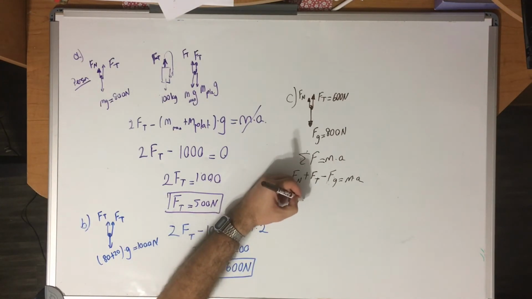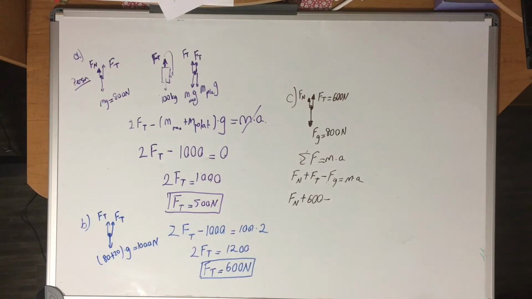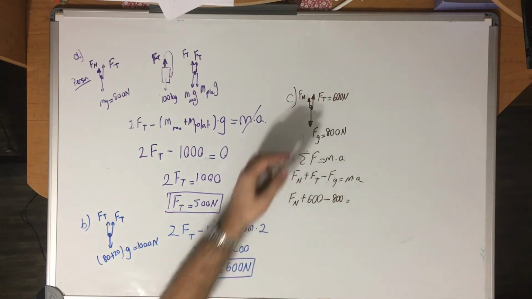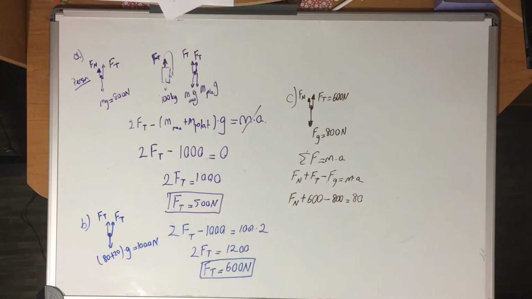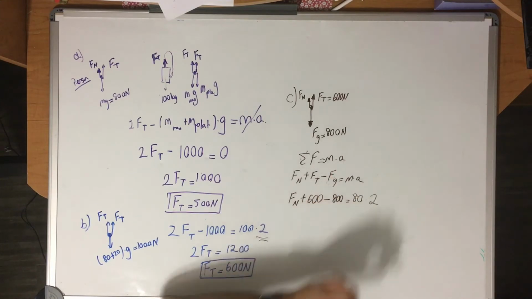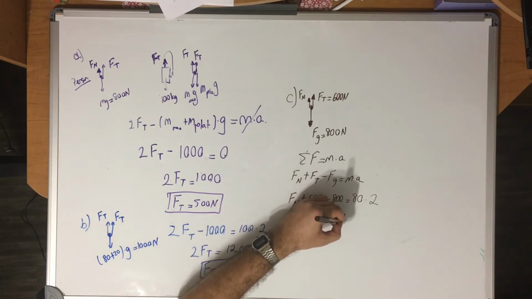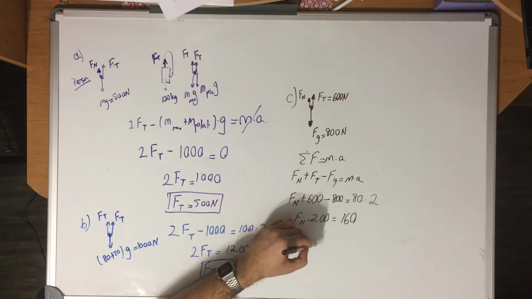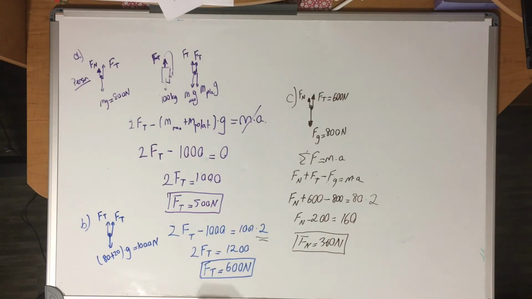Fn is the unknown, plus tension, we had found it in the previous part, that's 600 minus my gravitational force acting on the object is 800, and that's equal to mass times acceleration. And my mass is, we're talking about this is the free body diagram of the person, and person weighs 80 kilograms. Wow, that guy's fat. Alright, times acceleration. And acceleration will be given, and that is 2 meters per second squared, and he is going up, so that's going to be positive. Then what do we have over here? Fn minus 200 equals 160. 200 goes to the other side, your Fn will become 360 newtons. Alright, so that is the solution for part C.